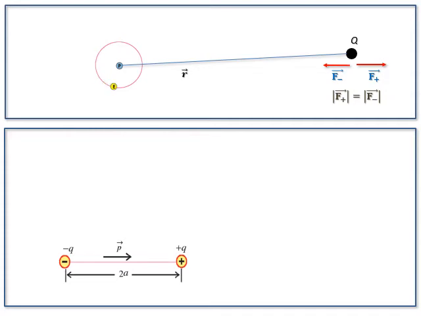But if we consider a dipole, let the charges on the dipole be minus q and plus q, two equal and opposite charges, and let the separation between the two charges be 2a. So we have this dipole, and now let us place our charge q at distance r from the center of the dipole.